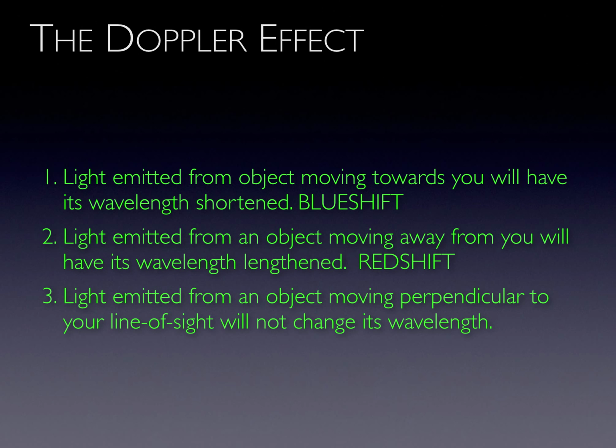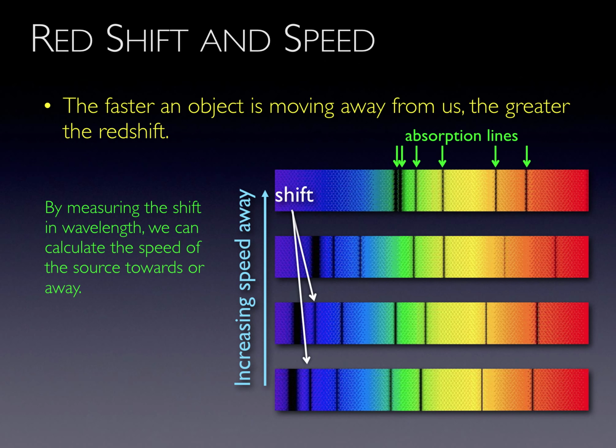To illustrate what is meant by perpendicular motion, imagine you are looking at a window in the distance. Any motion that takes place on the window, like an ant walking across it, will be perpendicular to your line of sight. Shown are absorption spectra for objects that are moving away at different speeds. Note that the greater the speed, the more the absorption lines are shifted toward the red end of the spectrum.